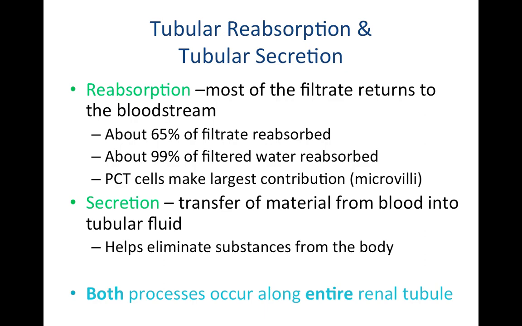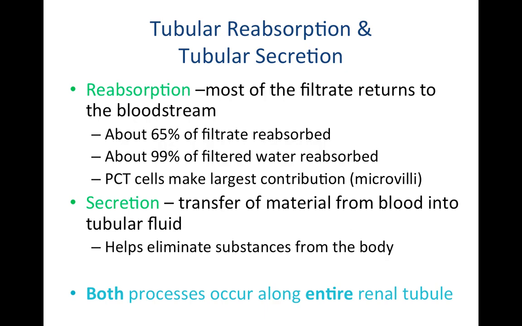Most of this process will take place in the proximal convoluted tubule, and the reason for this is there is a structural modification that helps reabsorption, and that is the presence of microvilli. So these are extensions of the plasma membrane that increase surface area, and as we'll see soon, you have a lot of transporters, a lot of transport that takes place along the membrane, and so those microvilli are going to help with the reabsorption.